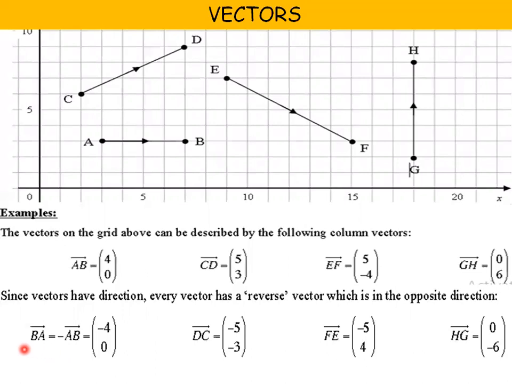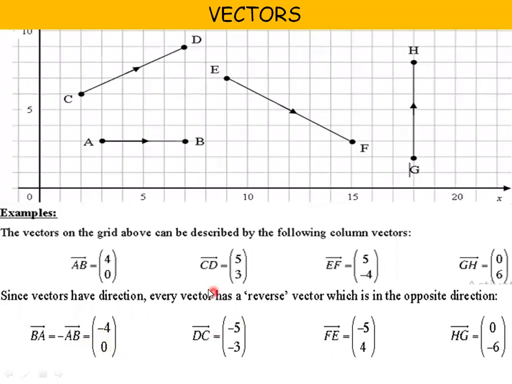In that case, BA describes the movement from B to A as against the movement from A to B. The movement from A to B is the vector AB, while the movement from B to A is the reverse vector BA, or we can write that as minus AB. If we have a minus for the vector AB, then the minus multiplies both the x and the y component. The x component becomes minus 4 and the y remains 0.